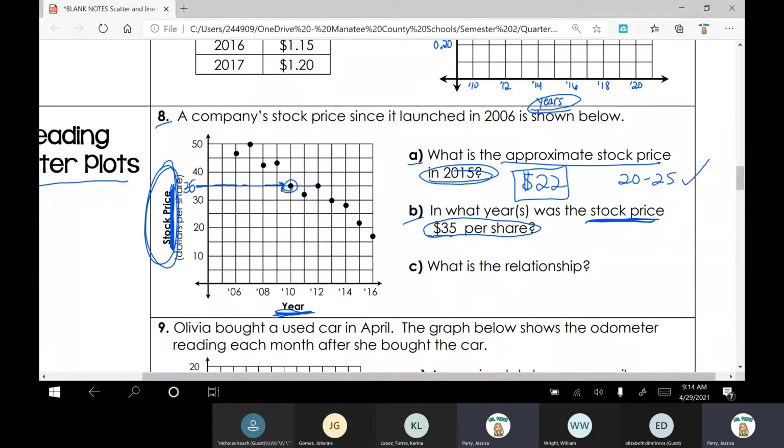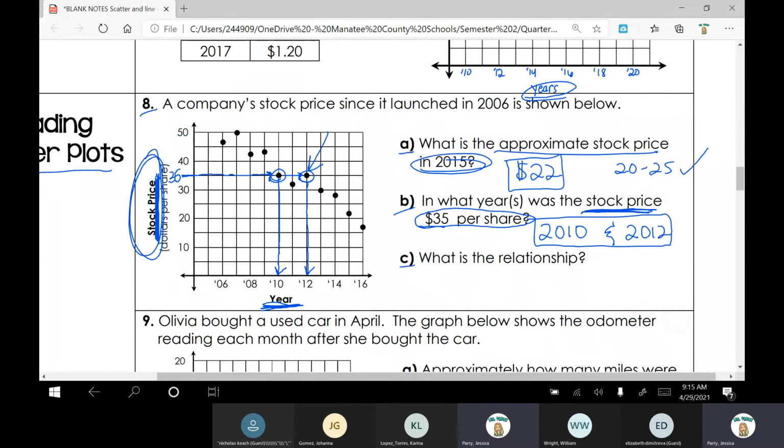Here's one and here's another. What year or years was the stock price $35 per share? I know one of them is 2010. But we have another one. What year was this point here? Go ahead and type that in the chat, or you can turn your microphone on. I see someone said 12, and awesome, perfect. If you drag it all the way down here, you can see it's 12. So we can say 2010 and 2012, or you could just write 10 and 12.